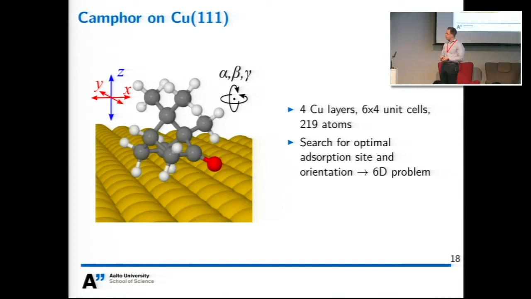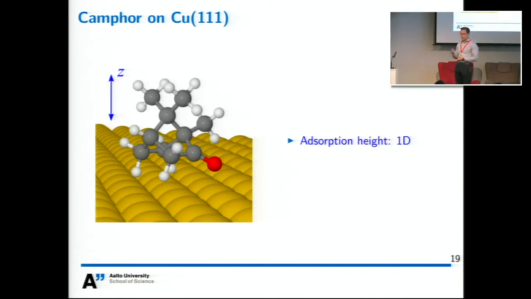Then we introduce the copper layer. Here we use 4 copper layers, in total 219 atoms. The search for the optimal adsorption site and the orientation is in principle a 6-dimensional problem. We have three translational directions and 3 rotational axes. We approach this in parts here.